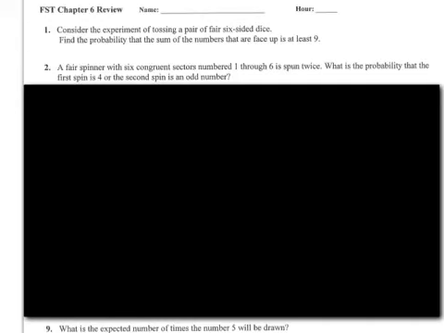Look at the review questions from Chapter 6. The first one: consider the experiment of tossing a pair of fair six-sided dice. Find the probability the sum of the numbers face-up is at least 9.